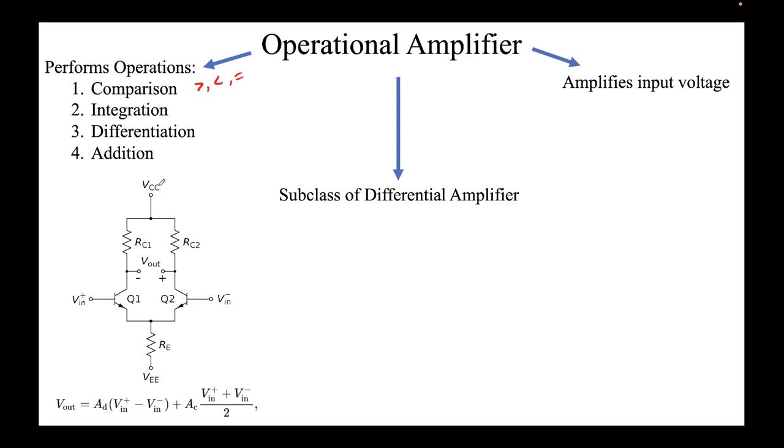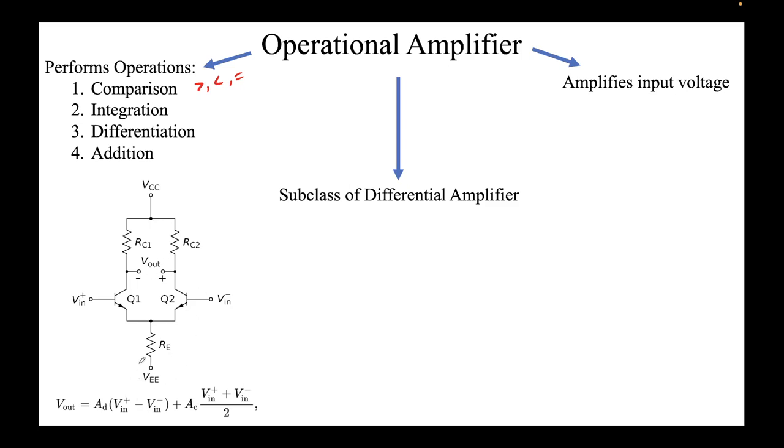You are given a power supply VCC and a power supply VEE, and these are the two inputs, V in plus and V in minus. There are two identical BJTs, Q1 and Q2, and these are the resistors. We are taking the output as the difference between the collector voltages of these two BJTs. If you do some mathematics, the expression of V out can be written in this form.